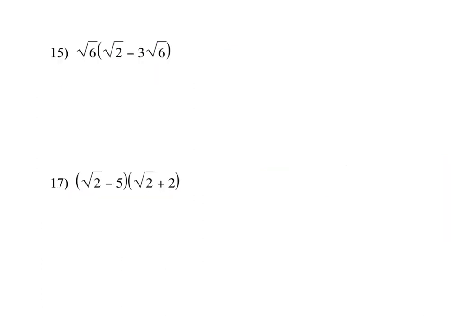All right, for multiplication, it does not matter if the radicands are the same as long as your index is the same. So I can just distribute like I would, and I'm just going to multiply what's inside. So I'm going to say square root of 6 times square root of 2. That's the square root of 6 times 2, minus square root of 6 times 3 square root of 6. 3 is on the outside, and I have 6 times 6 on the inside.